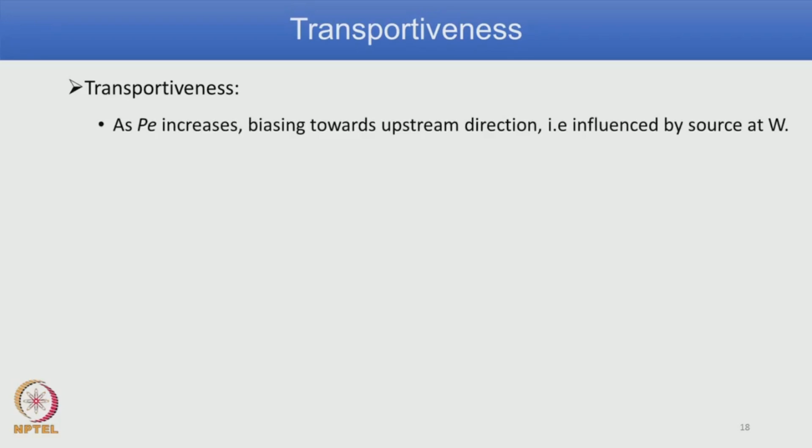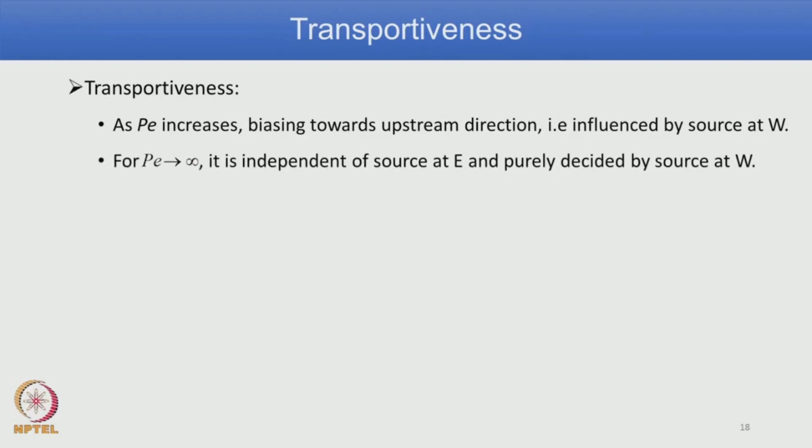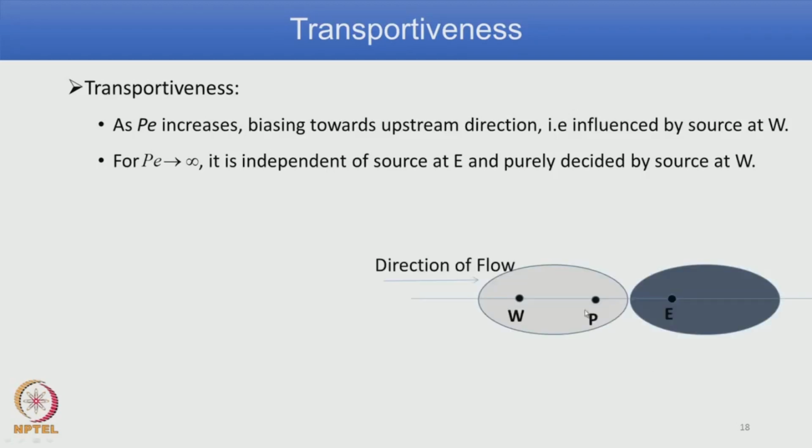Now, the other case is that as the Peclet number increases, that is, the ratio of convective flux to diffusive flux increases, the biasing is towards the upstream direction; it is influenced by the source at W. As you can see, in the size of the domain of influence given here, P comes into the domain of influence of the W node. In the extreme case, when the Peclet number is almost infinity, it becomes independent of the source at E and is purely decided by the value at W.